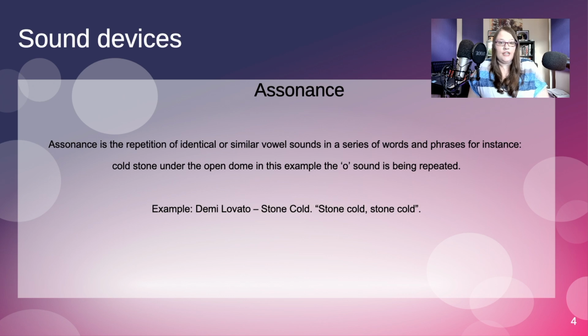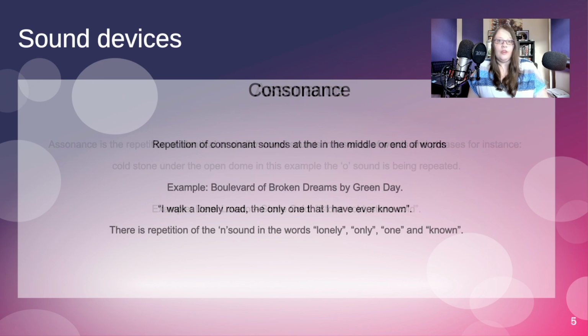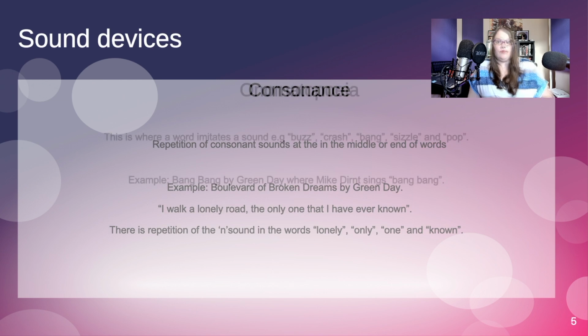Assonance. This is the repetition of vowel sounds. For example, in Demi Lovato's Stone Cold, the lyric "Stone cold, stone cold" has a long O sound that adds a haunting, mournful tone. Consonance. Similar to alliteration, but the repeated consonant sounds appear in the middle or end of words. For example, in Green Day's Boulevard of Broken Dreams, the lyric "I walk a lonely road, the only one that I have ever known," the repeated N sounds in lonely, only and one and known bind the line together.